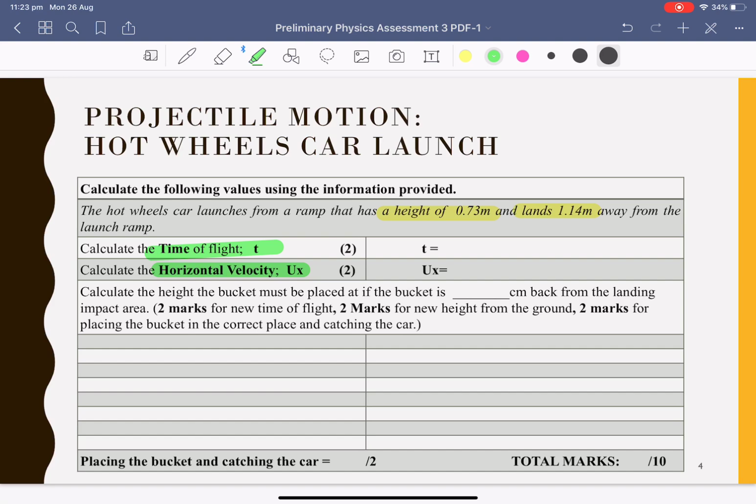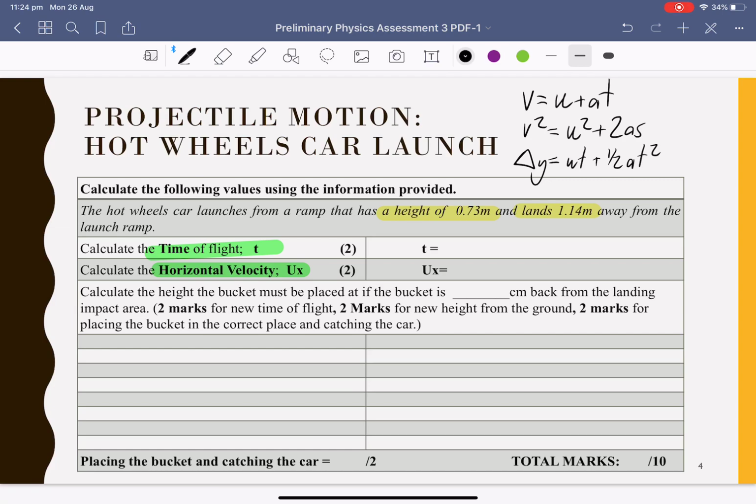So the first thing we want to do is write down our equations of motion. We're going to write these up in the corner here. I'm just going to write V equals U plus AT, V squared equals U squared plus 2AS, and delta Y equals UT plus a half AT squared. We're going to keep them up in the corner, and they're going to help us to solve this question.